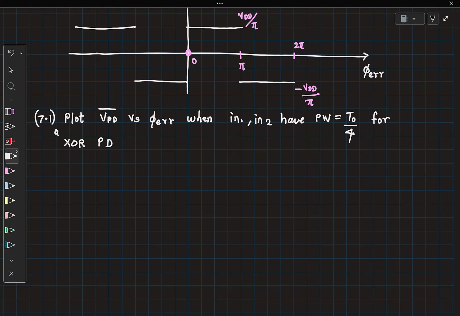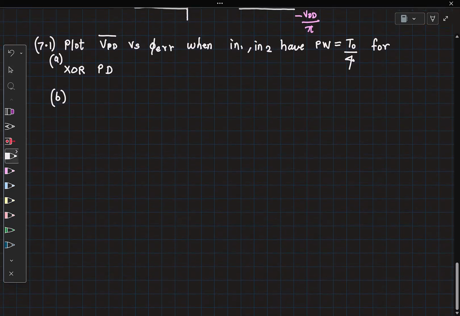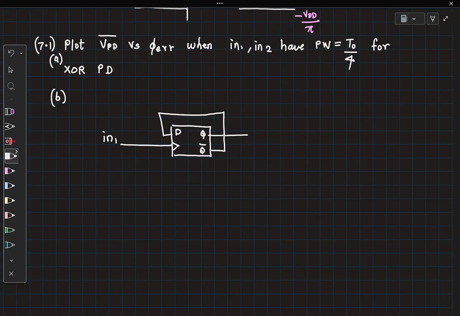Now, as a continuation of this, assume that in1 and in2 still have pulse width of T0 by 4, but I'm modifying the circuit a little bit. Let's say I take in1 and then I pass it through a circuit like this. Have you seen this configuration before? This is a D flip-flop whose Q bar is connected to D. What does this circuit do? It can divide the frequency by 2.